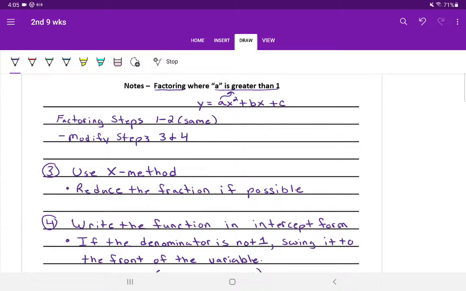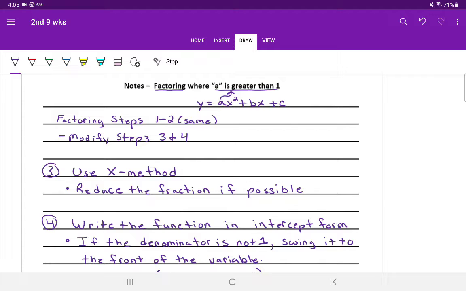Factoring steps 1 and 2 are the same. The first step is to make sure it's in standard form. Step 2 is to look for a GCF if it has one. Then step 3 is to use the X method. We're going to modify steps 3 and 4. Step 3 is more of a check of what we're already doing.